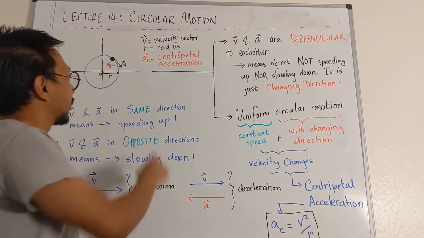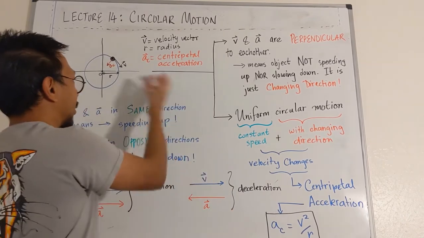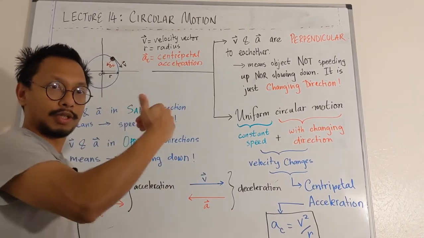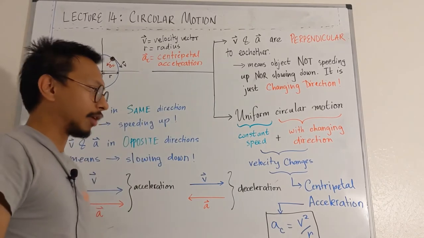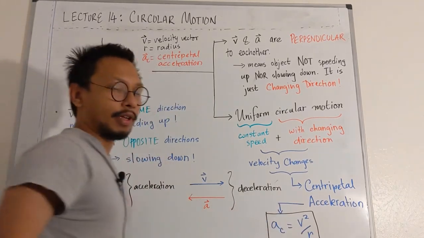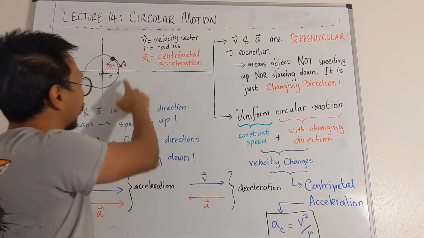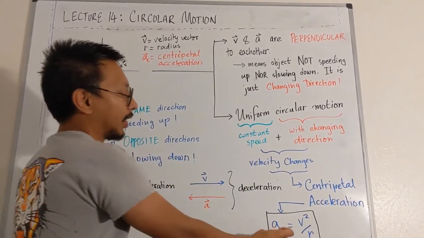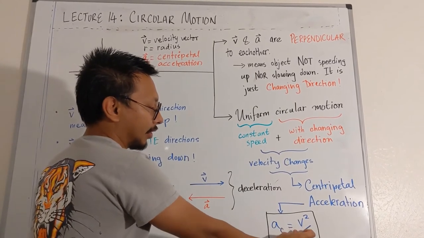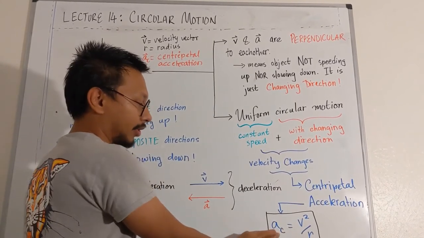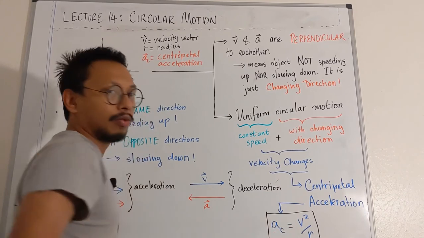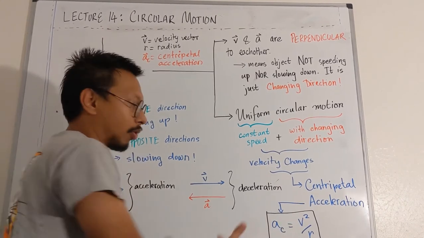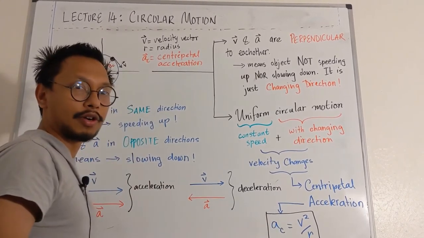Now the direction of the centripetal acceleration is, as we have just talked about, towards the center of the circle all the time. The magnitude of it is dependent on the speed of the object moving in the circle and the radius of the circle formed. It is defined as a_c, the centripetal acceleration, C for centripetal, is equal to v squared, the speed squared, over r, the radius of the circle.